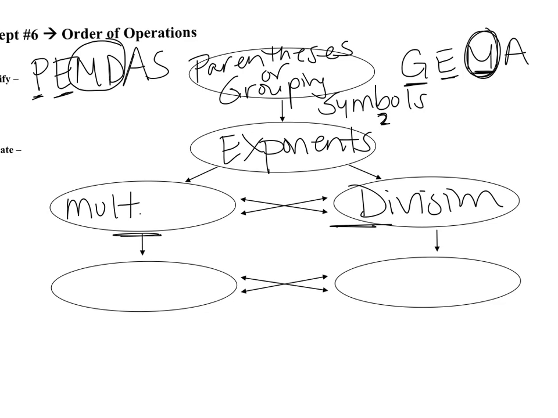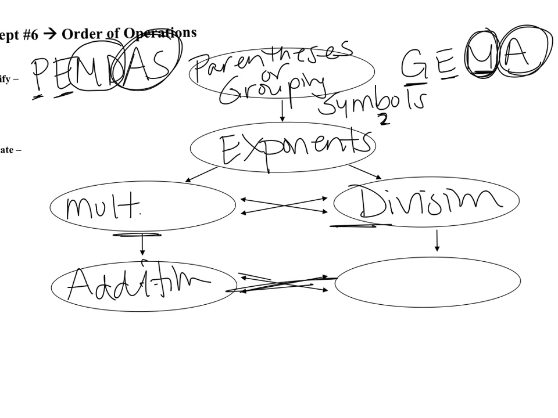And then the last part is addition and subtraction. Over here with GEMA, they just say addition because it's implied. You do all the addition and all the subtraction. In this little chart here, notice the arrows. The arrows are saying that it does matter which one you do first, but you don't always do addition first, and you don't always do subtraction first. You do what comes first in the problem.